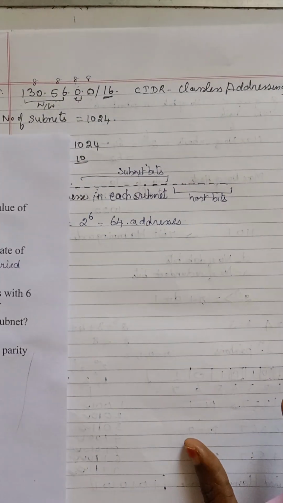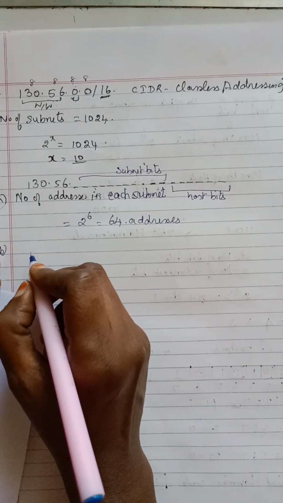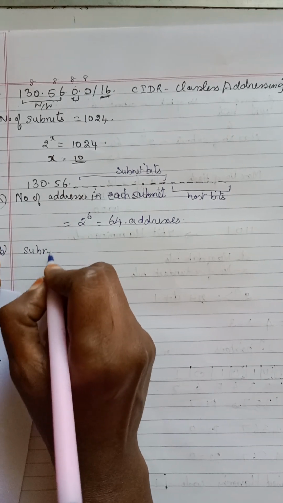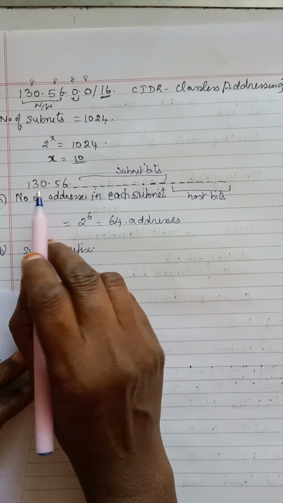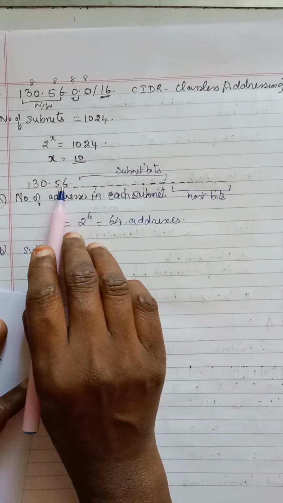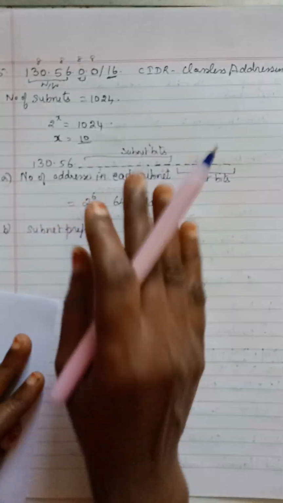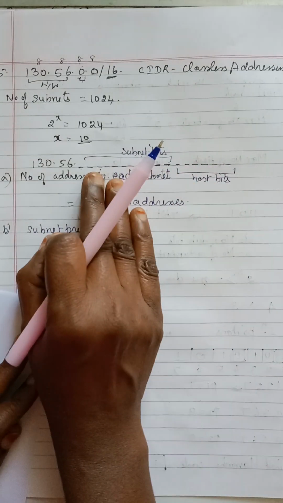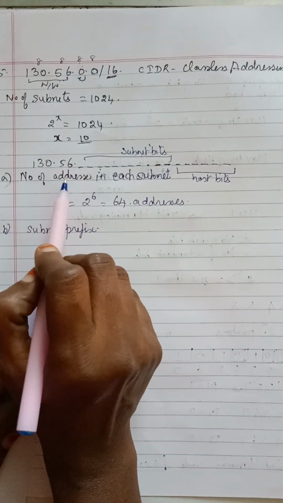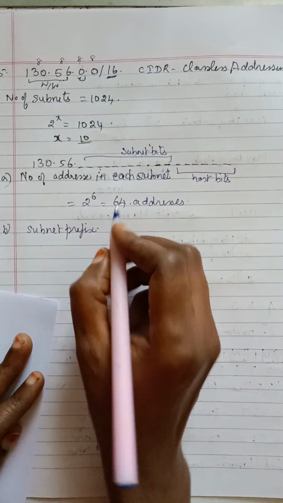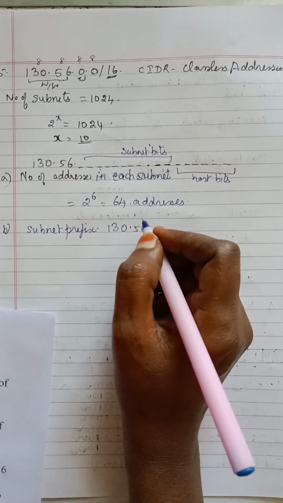Next, what is the subnet prefix? So here the network bits will not change. They remain the same. 130.56 is given, so this network does not change at all. Only from the host part we are taking bits and finding the addresses. Here the network bits are not changed. Hence the subnet prefix is 130.56. So this is the subnet prefix.